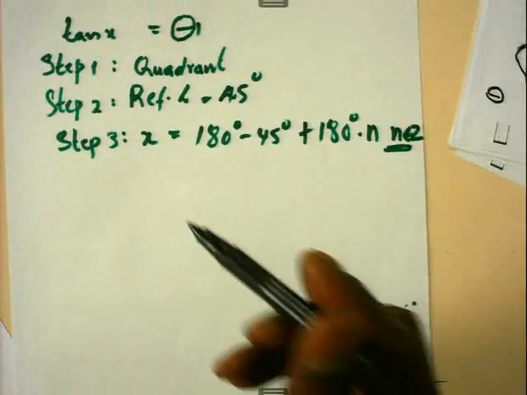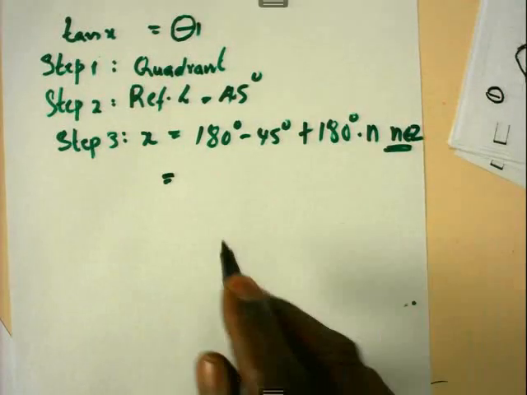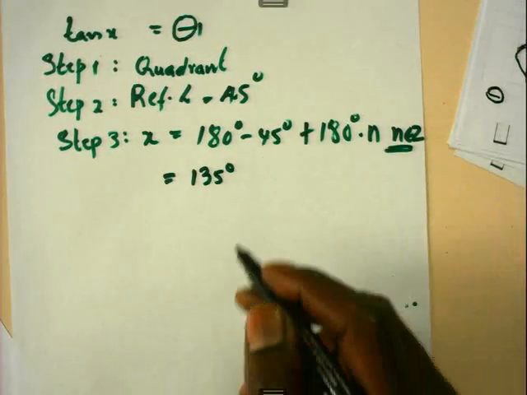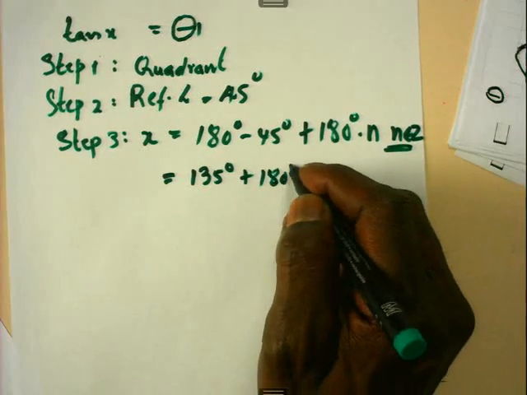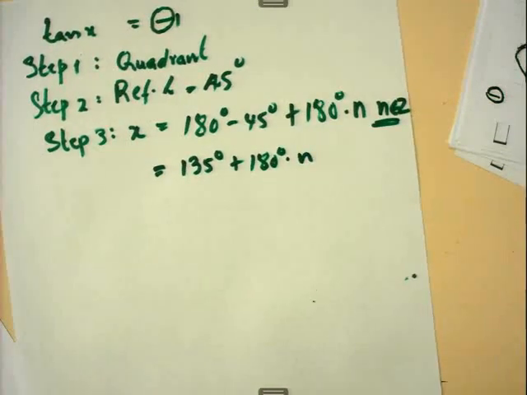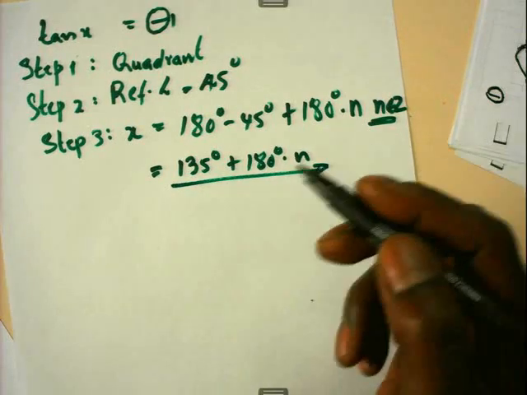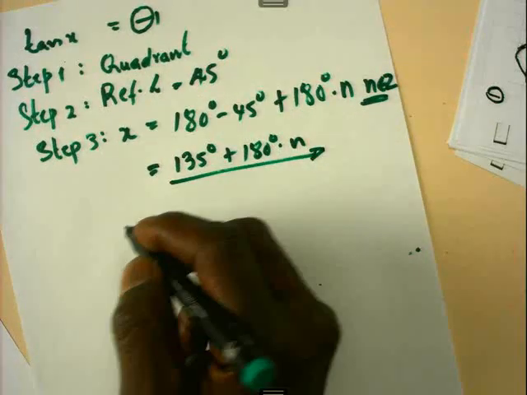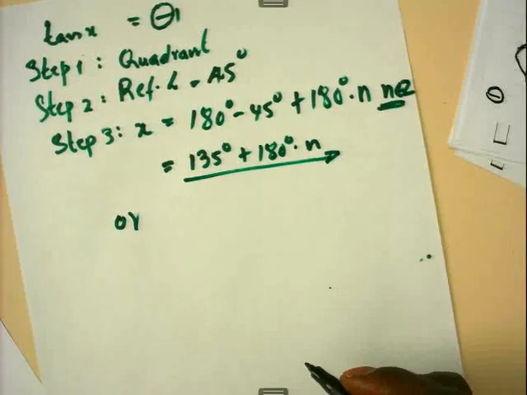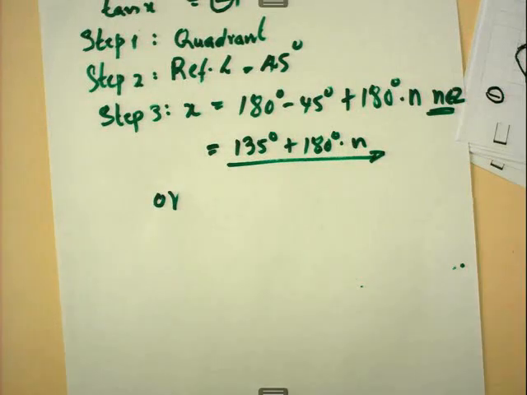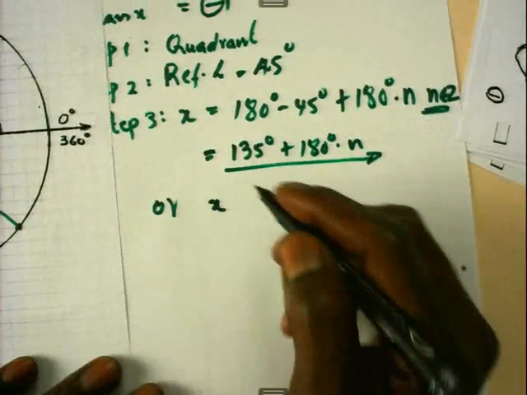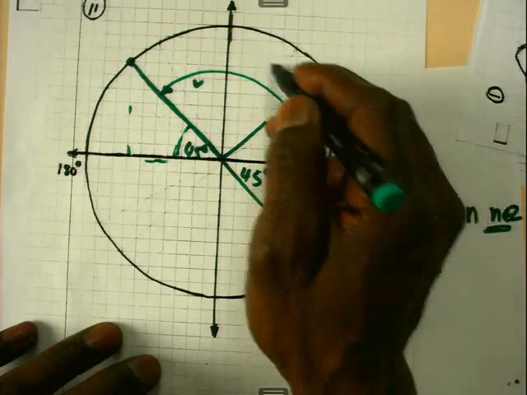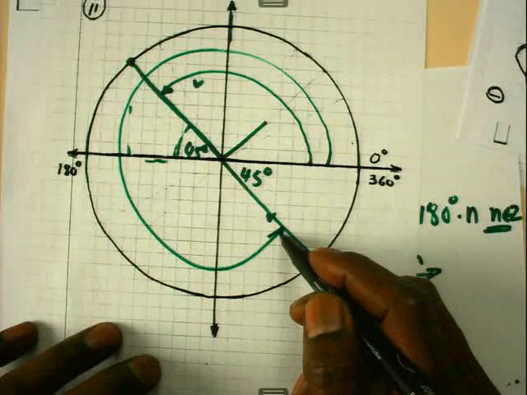Right. Then we can simplify this as 180 minus 45, that will be 135 degrees plus 180 degrees times n. Right. That will be the first general solution for that problem, tan x is equal to -1. Now, the second solution, x will be equal to from here up to there.